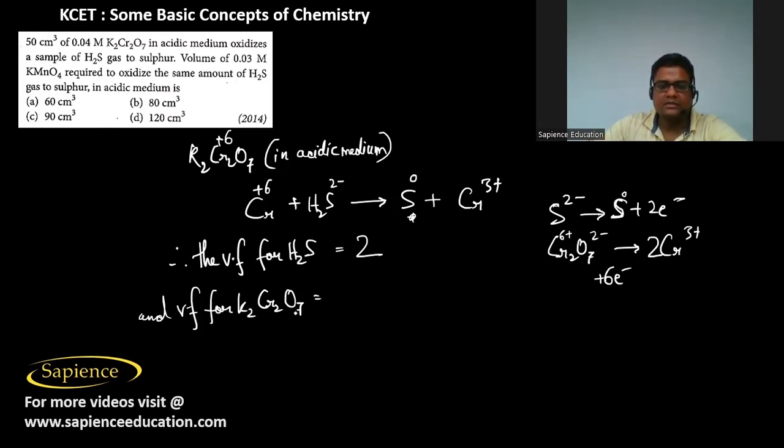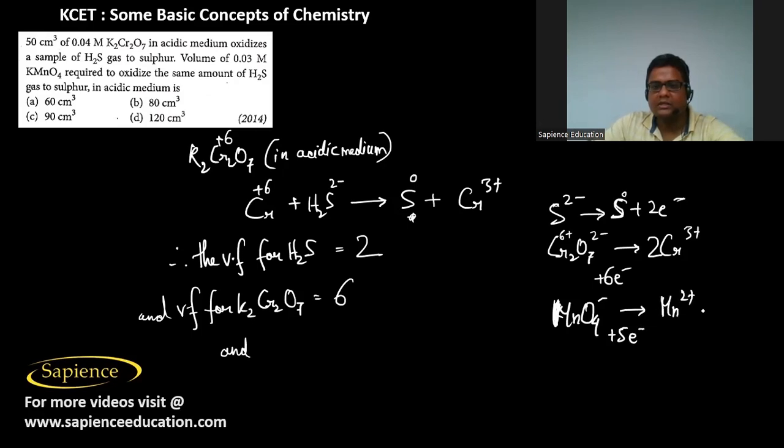So the valency factor for K2Cr2O7 is 6. And when we have KMnO4 in the acidic medium, it means we have MnO4 minus ion, and it has to gain 5 electrons to form Mn2+ ion in the acidic medium. So the valency factor for KMnO4 in the acidic medium will be equal to 5.